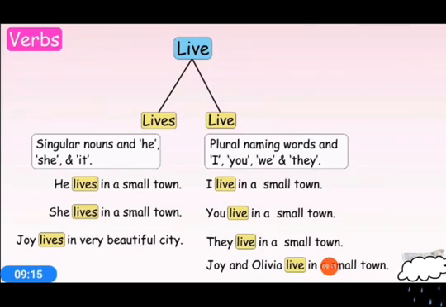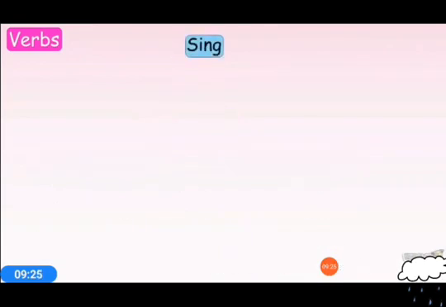Where do we use the verb lives? It comes after singular naming words and with he, she and it. Let's see some more examples. The verb sing has two forms, sing and sings.